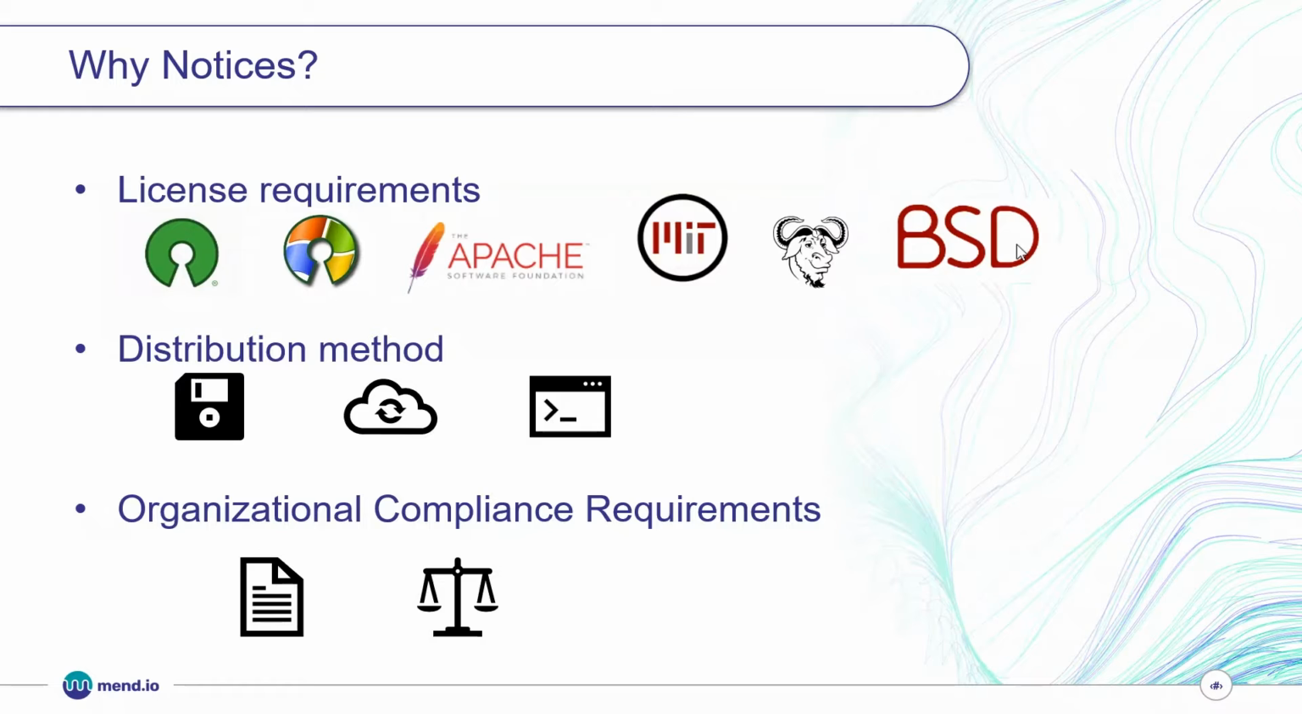There are a number of factors that go into determining if you need to publish notices in addition to the licenses. First and foremost is the license requirements themselves from whatever open source licenses are being used by the various open source components in use in your project. These may be triggered by different distribution methods of your software, whether you're distributing it directly on media, downloading it or exchanging it via cloud resources, or simply allowing people to use it internally.